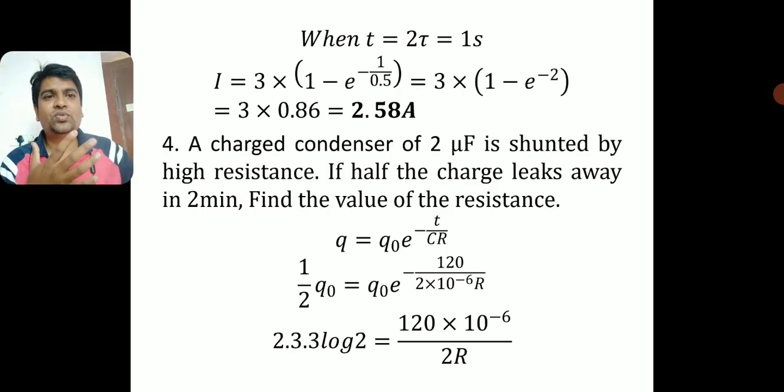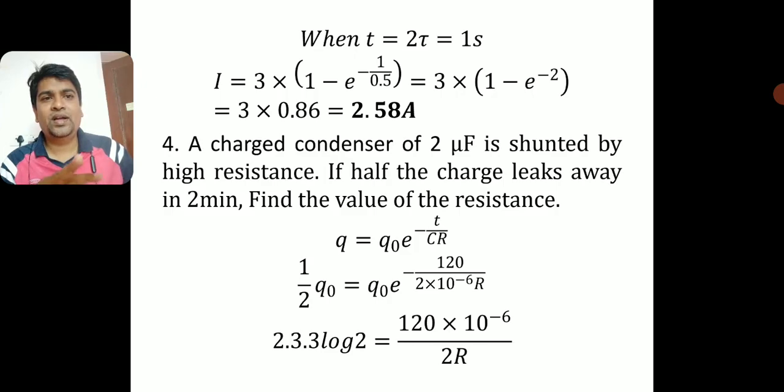That is equal to Q naught e to the power of minus, you cannot substitute 2 minutes directly. You need to substitute this in seconds because the SI unit of time is second. So 2 minutes means 120 seconds, divided by the value of C, which is given as 2 microfarad, 2 into 10 to the power of minus 6. Q naught will get cancelled. We need to find R here.